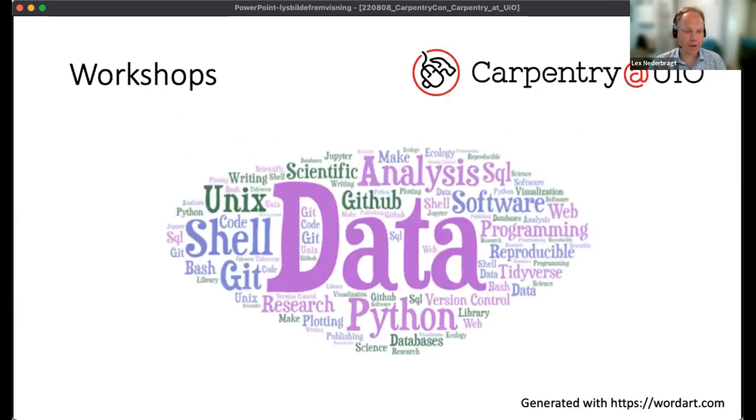This is a word cloud I generated from the workshops we've had since 2012, the titles of the workshops. So data management is a big one. Analysis, Python, Shell, Unix, Git, GitHub, software are all very popular. We see often that if we announce a Python programming workshop, it is fully booked in a few days. And often we have twice the amount of people applying for a spot than we have spots.